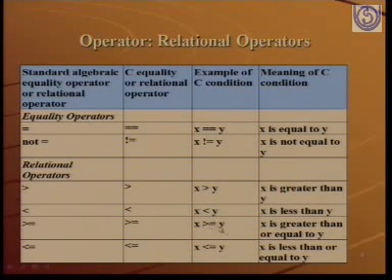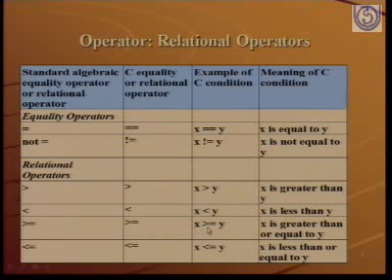If I say x is greater than y, it will return true only if the value stored in x is greater than the value stored in y. What about equality? If x has value 4 and y also has value 4, and I check x is greater than y, definitely 4 is not greater than 4. So in this case it will return false.